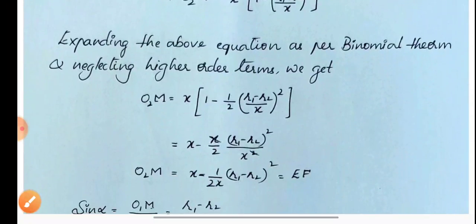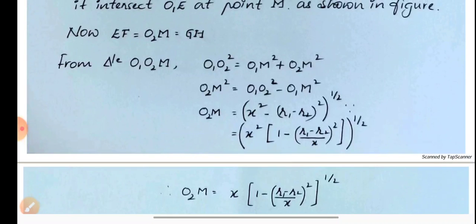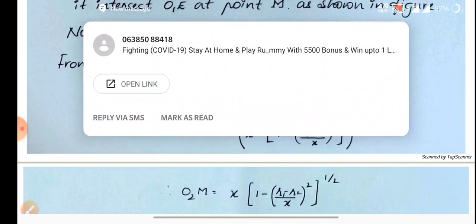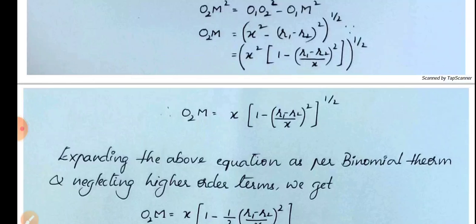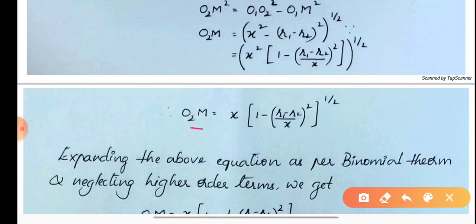Here I have written the same thing: x square minus R1 minus R2, which is O1M, squared. Now the square root I have shifted to the right-hand side, that is, I have written it raised to 1 by 2. Upon simplification, you get O2M as x into 1 minus R1 minus R2 by x whole square, whole raised to 1 by 2. This simplification you can just go through. If you don't understand, you can ask me, right? Simple mathematics. So once you have got O2M, which is equal to the length EF, which is equal to length GH.